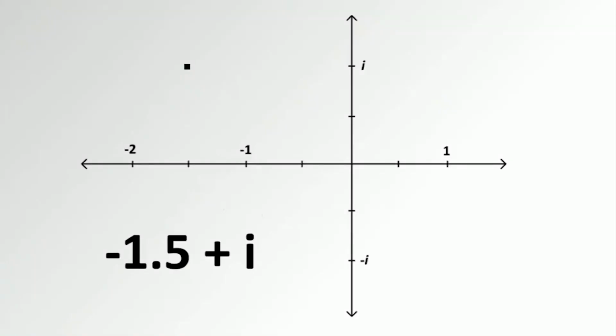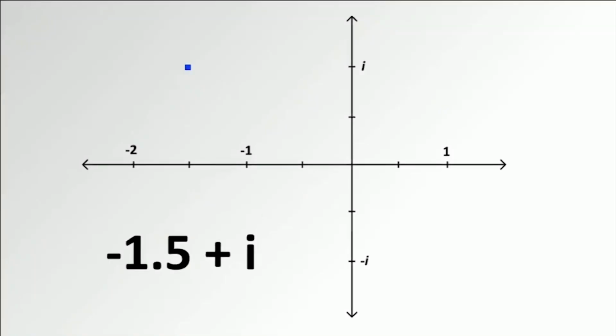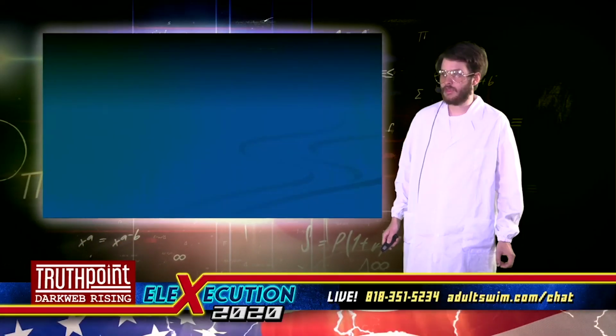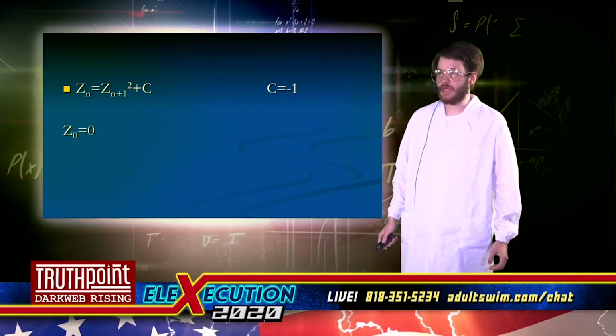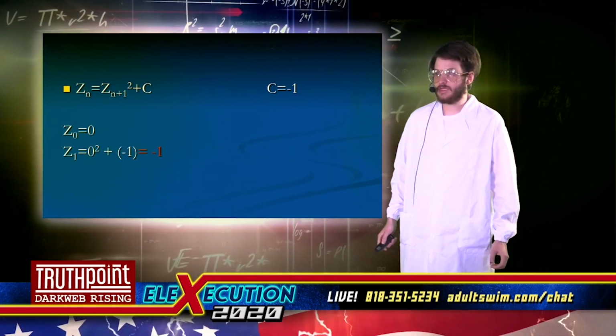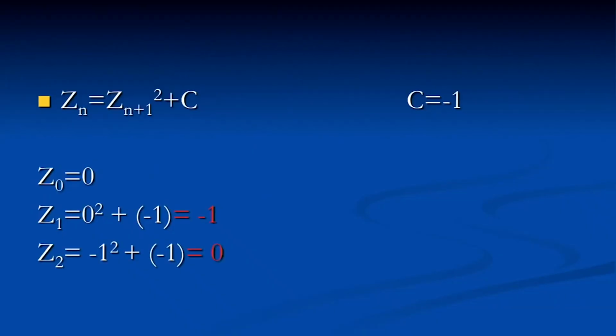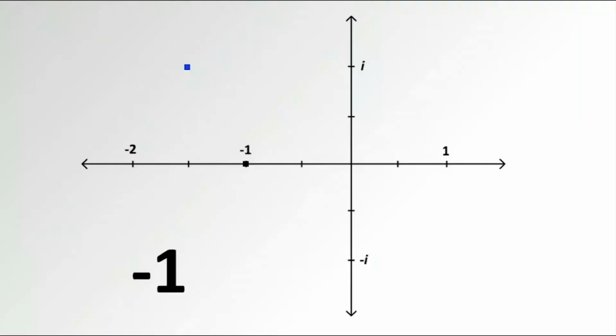So we're going to color that blue. You see how I'm coloring that blue? That means that it's not in the set. So let's try a different number, like -1. So z sub 0 equals 0, z sub 1 equals -1, z sub 2 equals 0, and z sub 3 equals -1, and if you look at it here, you might see that we're going in a loop, which means that it is in the set, and so we're going to color that black.